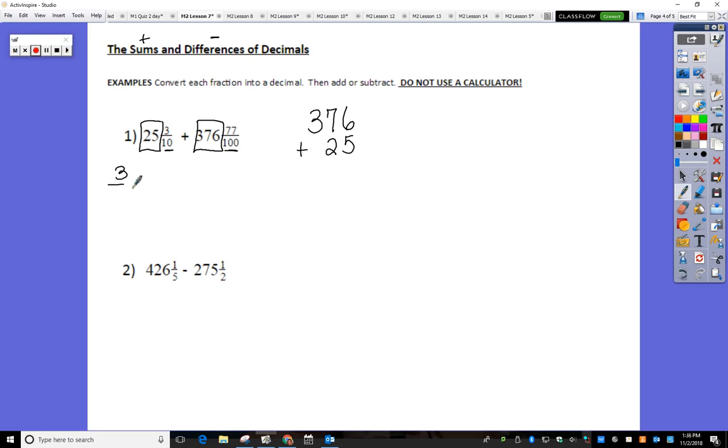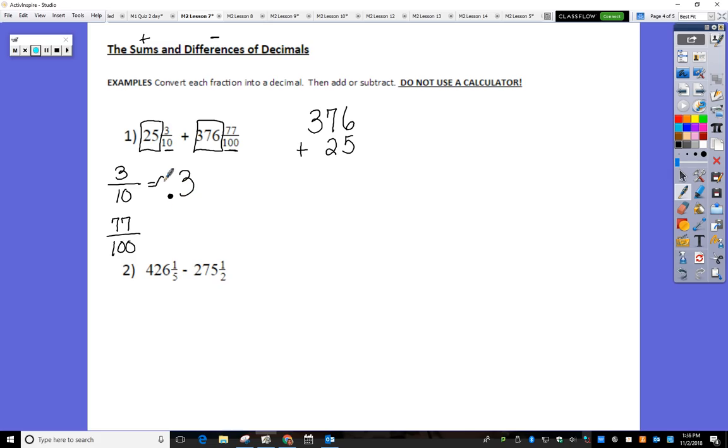So I've got 3 tenths and I've got 77 hundredths. When changing a fraction into a decimal, I look at the denominator first and I say, is the denominator a decimal place value? So is there a tenths place? There is. So what this is saying is I need a 3 to wind up in the tenths place. So what that looks like is a decimal point with the 3 right after it.